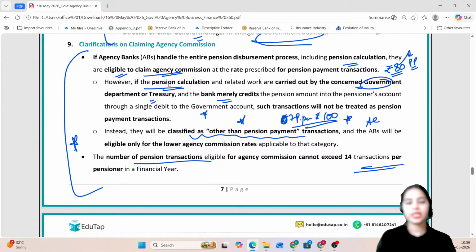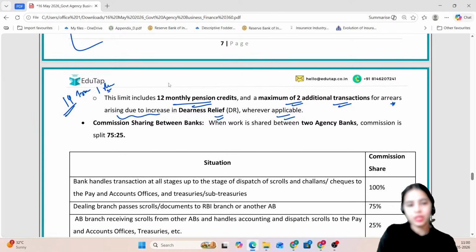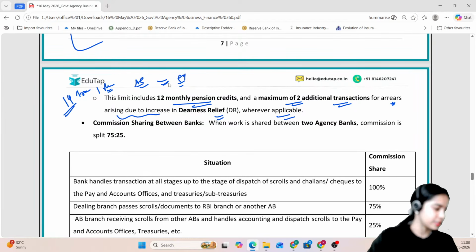The number of pension transactions that are eligible for agency commission cannot exceed 14 transactions per pensioner in a financial year: 12 monthly pension credits, and a maximum of 2 additional transactions for arrears arising due to increase in the dearness relief wherever applicable. Okay, so in total, only for the 14 transactions per pensioner will the agency commission be allowed in a financial year. 12 monthly pension credits and 2 additional transactions for the arrears can happen.